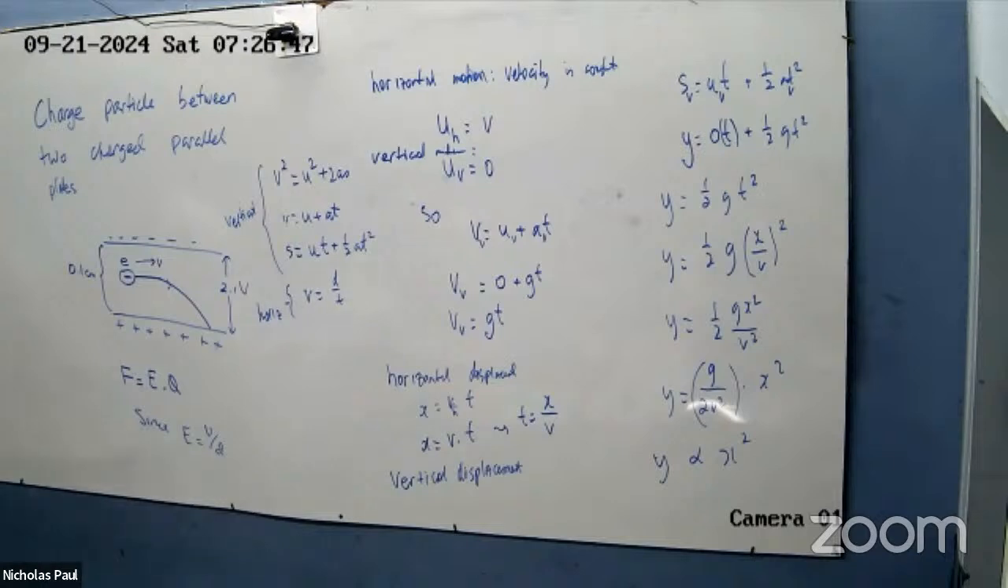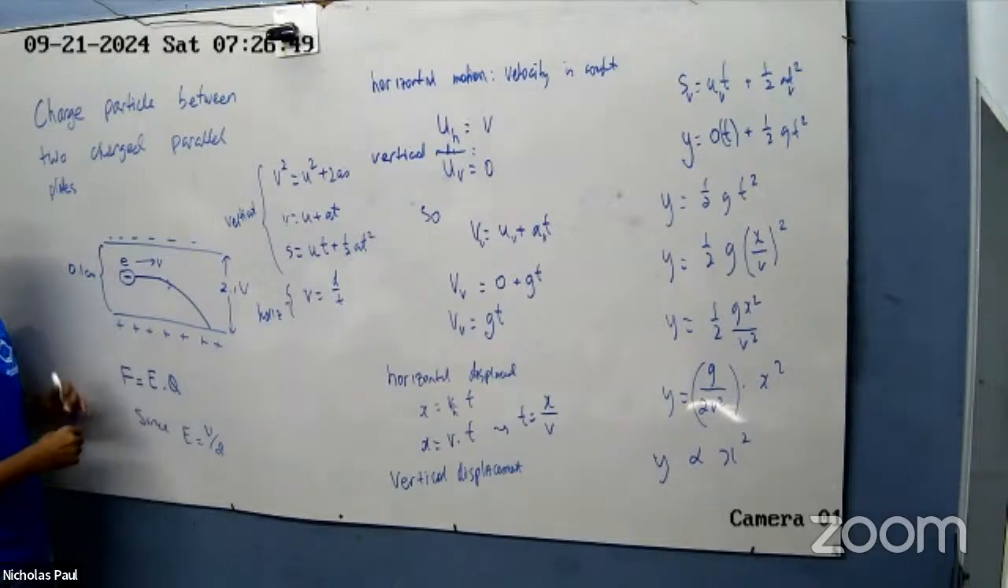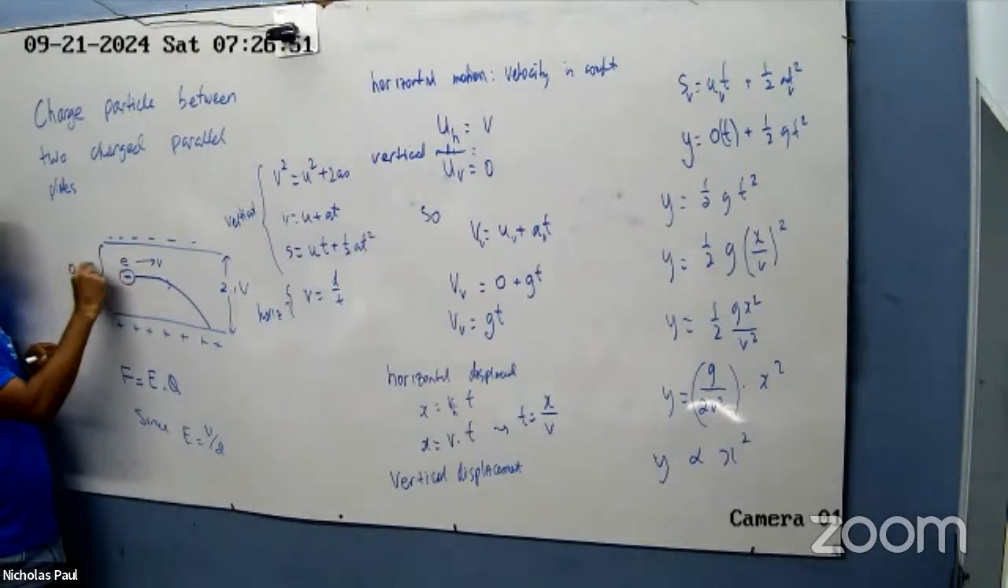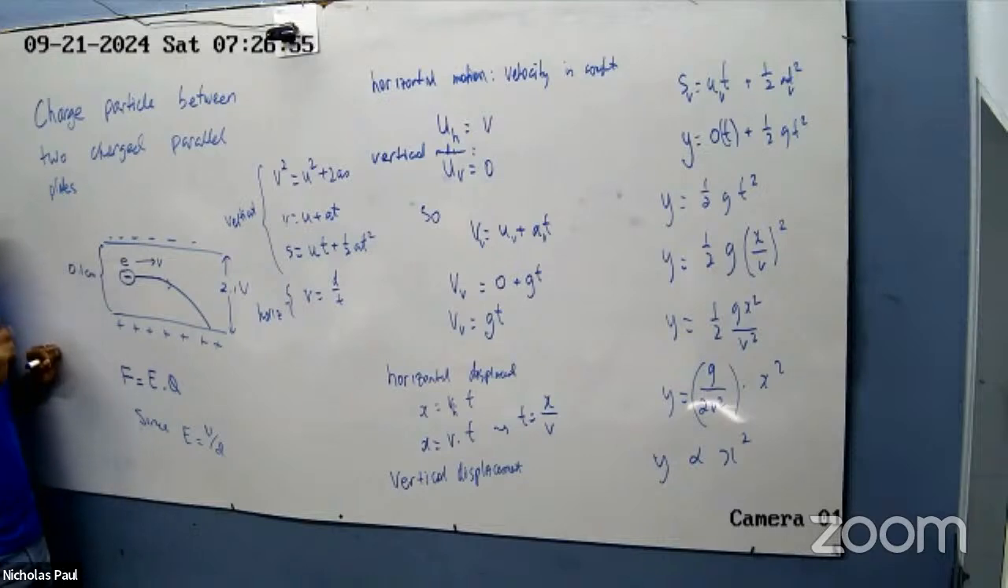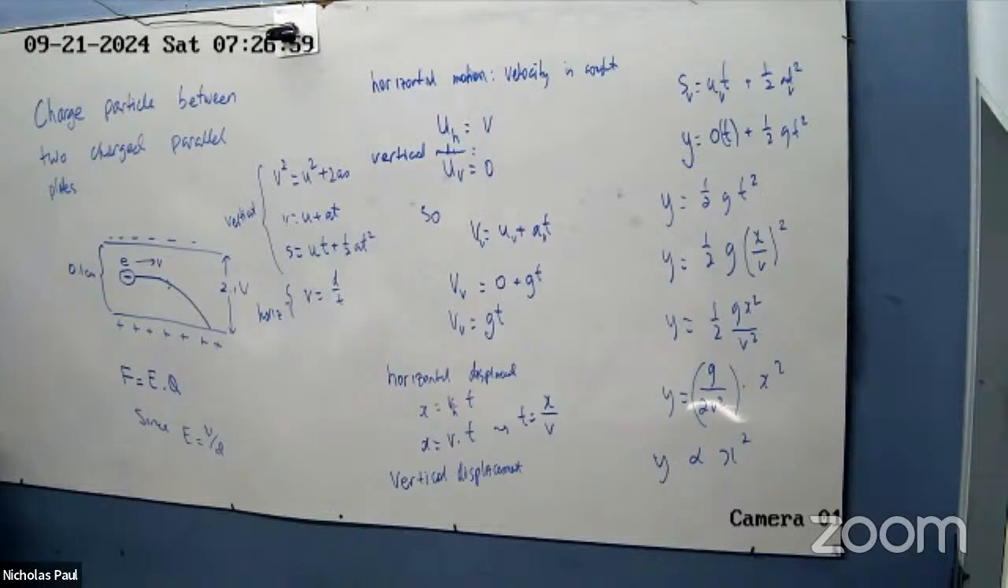The reason you don't have theta and so on is that the electrons are coming into the plate in a horizontal motion. You can plug in those values to get it here.